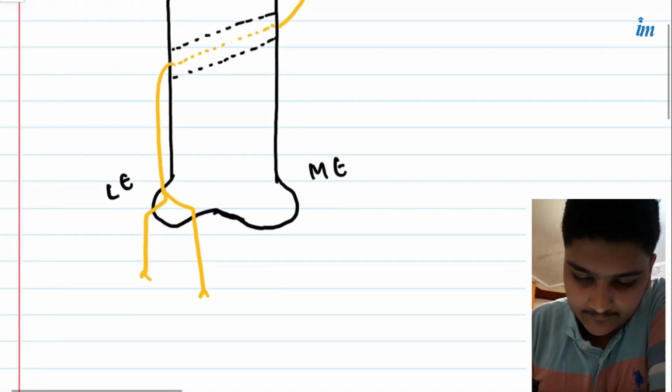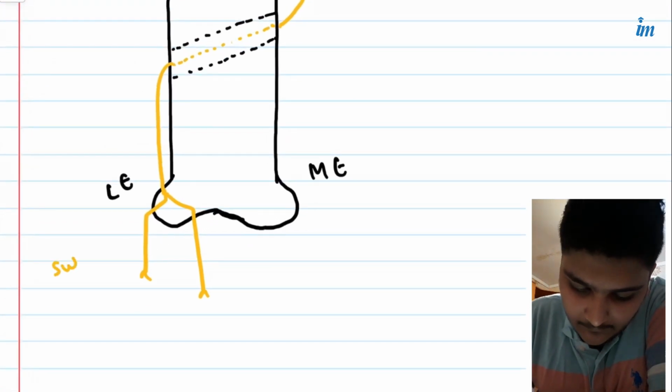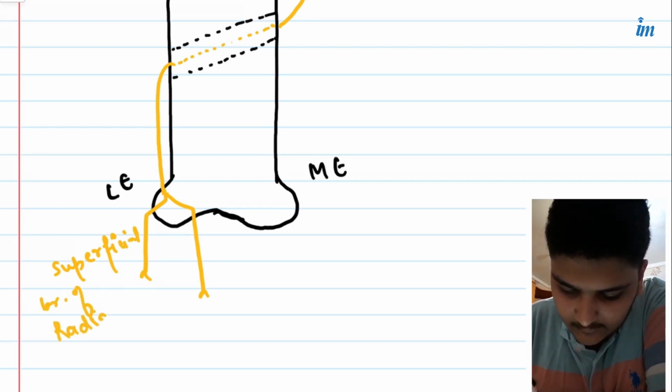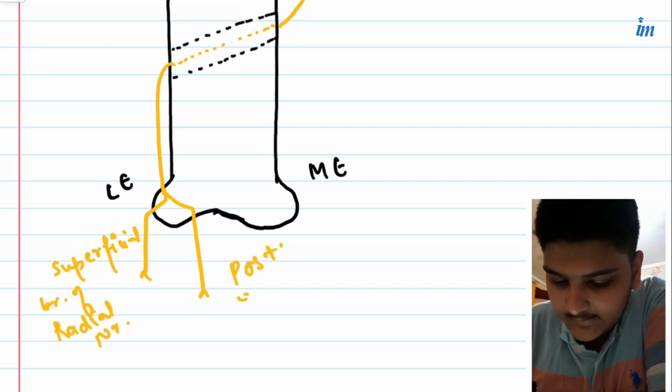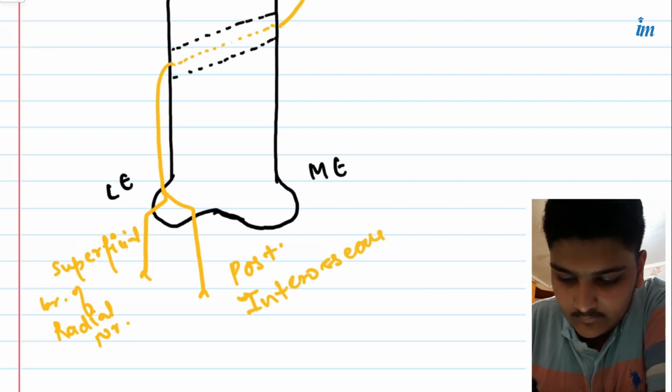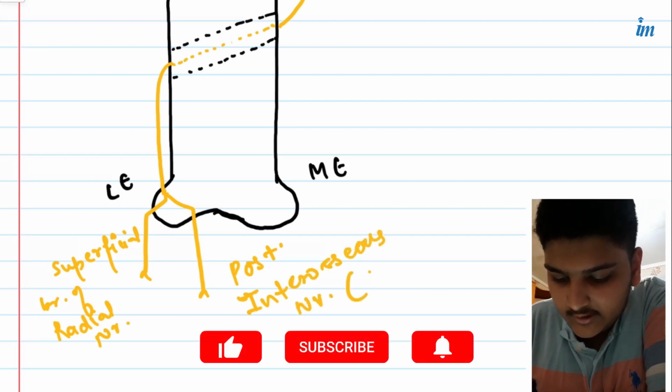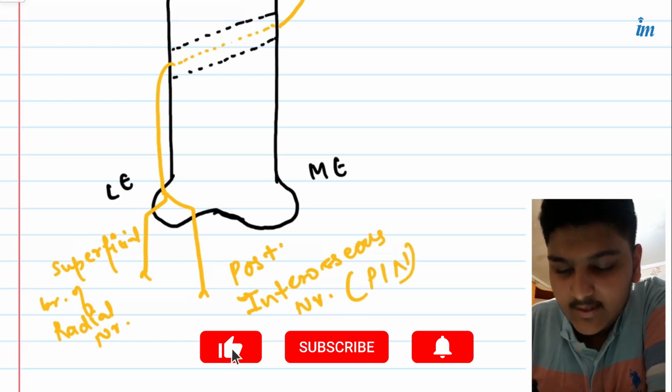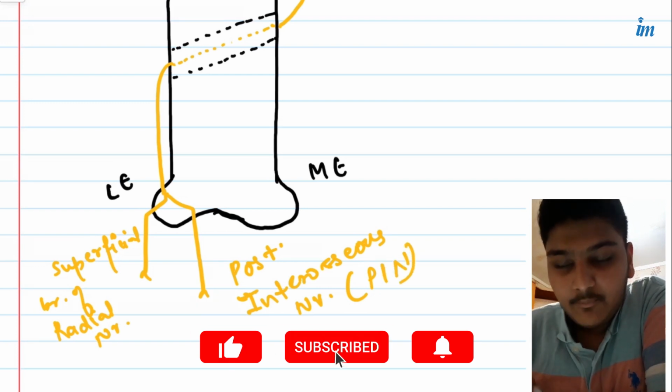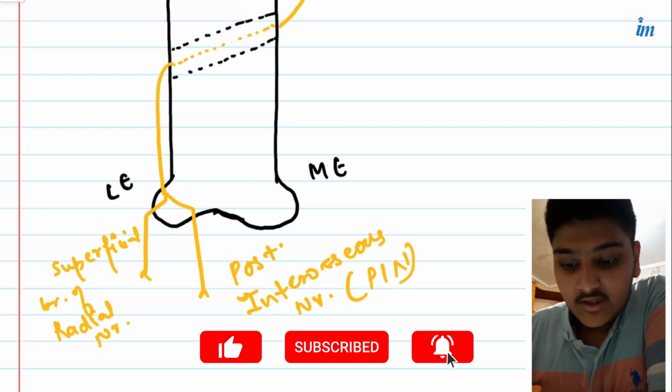These branches are the superficial branch of the radial nerve and the posterior interosseous nerve, or I relate it as PIN. So we can also say that the posterior interosseous nerve is the continuation of your radial nerve.